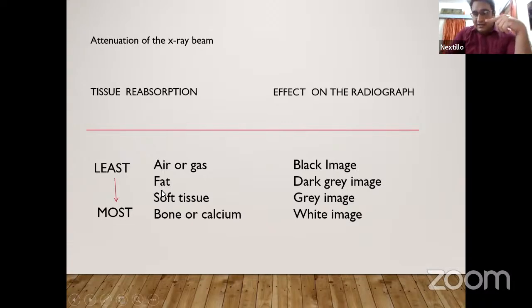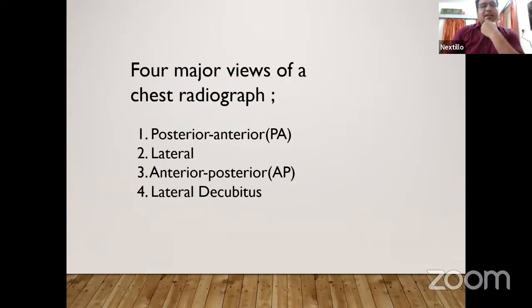Fat is way denser, so it will cause some more reabsorption, and maximum with the bone or calcium. So they will appear white. Okay, concept clear? Now, next, what are the chest radiograph views?